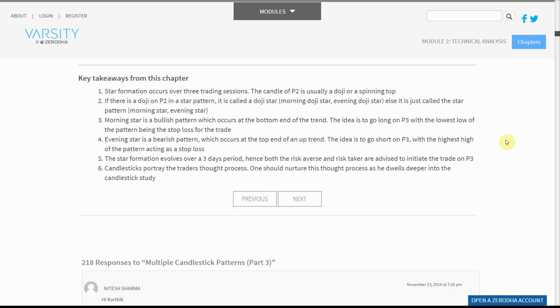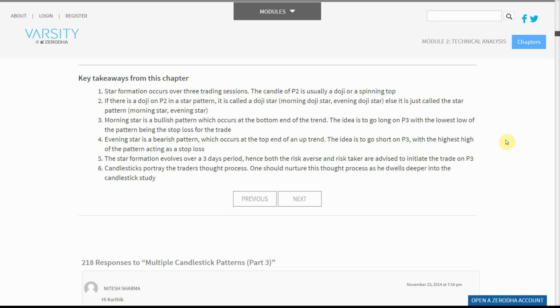Morning star is a bullish pattern which occurs at the bottom end of the trend. The idea is to go long on P3 with the lowest low of the pattern being the stop loss for the trade. Evening star is a bearish pattern, which occurs at the top end of an uptrend. The idea is to go short on P3, with the highest high of the pattern acting as a stop loss.